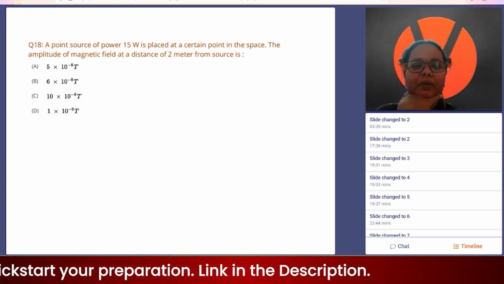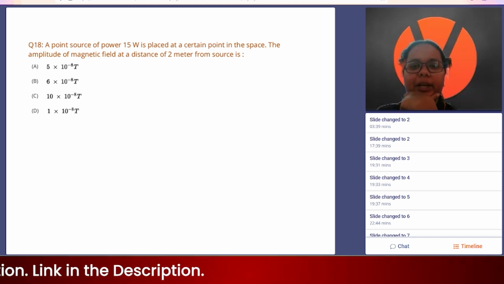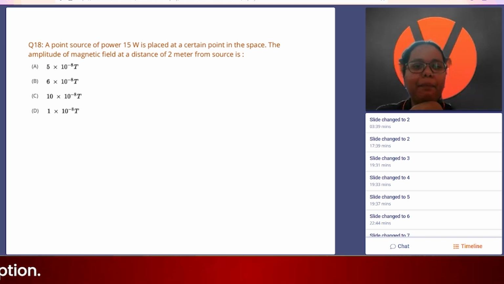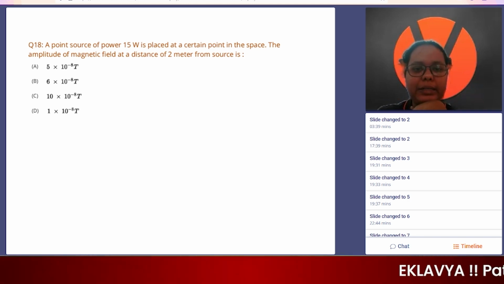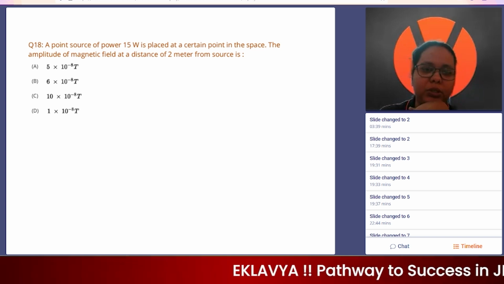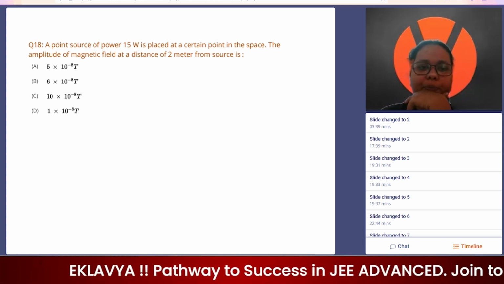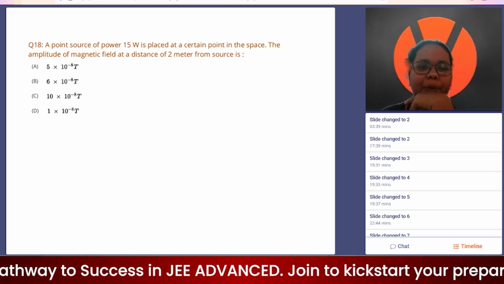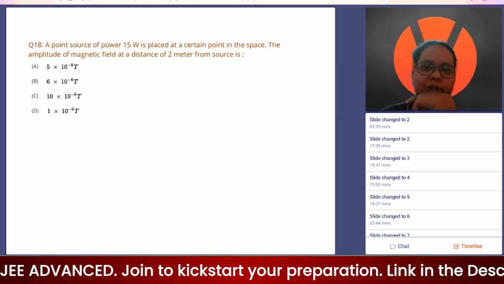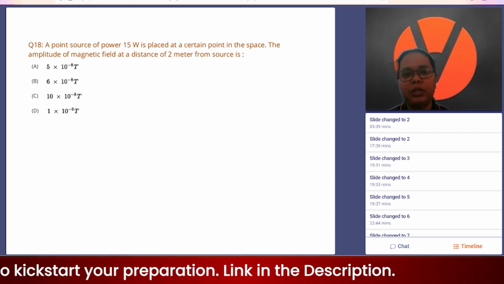A point source of power 15 watt is placed at a certain point in space. The amplitude of the magnetic field at a distance of 2 meters from the source, right? So 15 watt power they mention, right? And the amplitude of the magnetic field at a distance of 2 meters from the source, right?